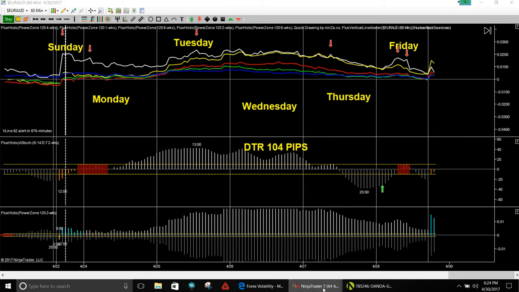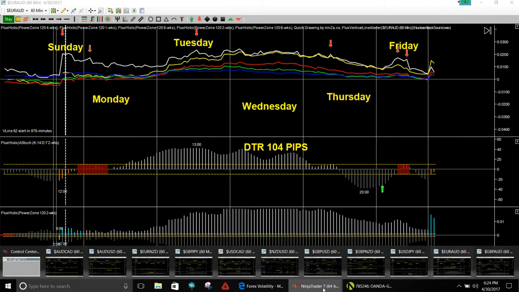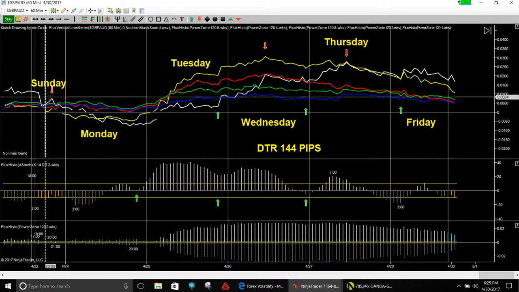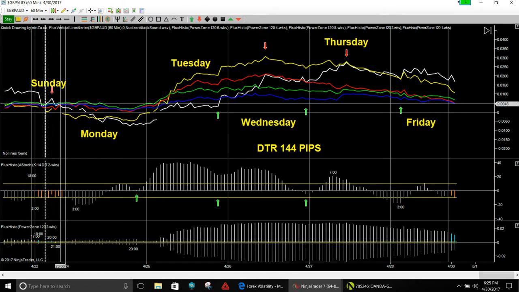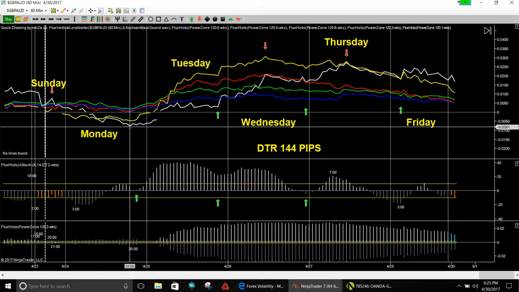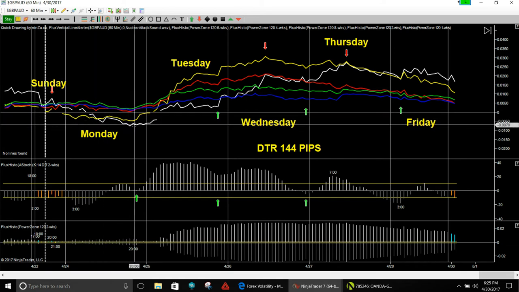All right, so next up is going to be the pound Aussie, last pair. The pound Aussie's coming in here. It looks like it's going to make an up move until 8 o'clock. And it looks like it's going to chop around. Looks like overall it's going to go up.